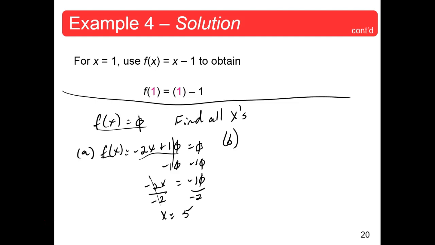So let's do the B part here. The B part is f of x, different f of x this time, is equal to x squared minus 5x plus 6. Okay? Now, what kind of equation is this?